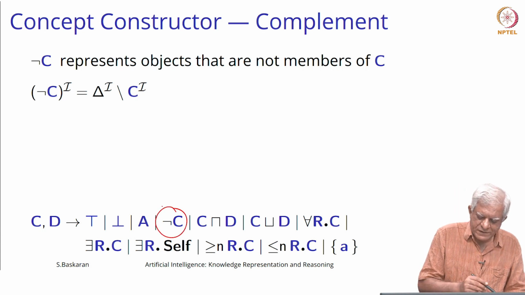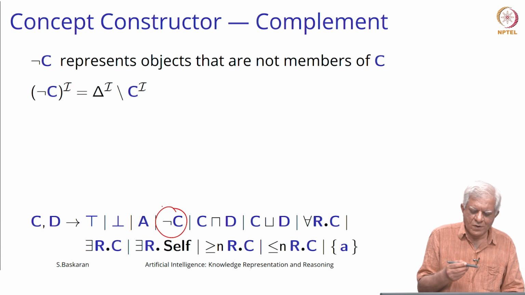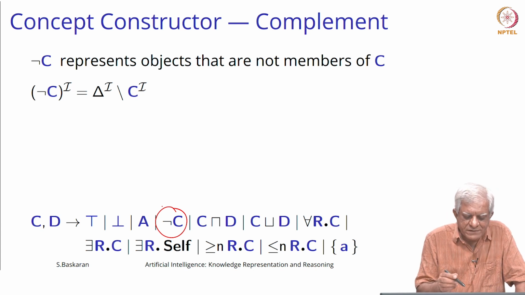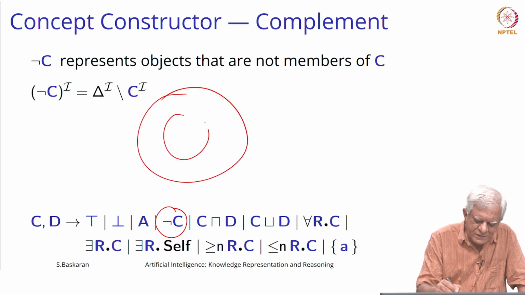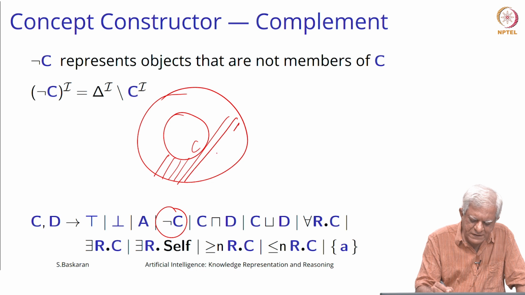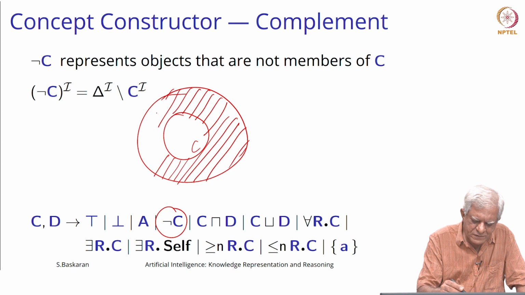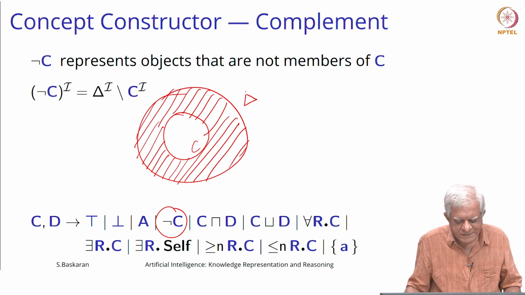Then the complement or negation. So, in the description logic, the symbol for negation basically stands for complement essentially. And the interpretation of complement, as you can imagine, is that if you have some concept, let us call it C, then everything that is not in C is in the complement of C. We are always drawing our Venn diagrams with the top concept as the domain essentially.